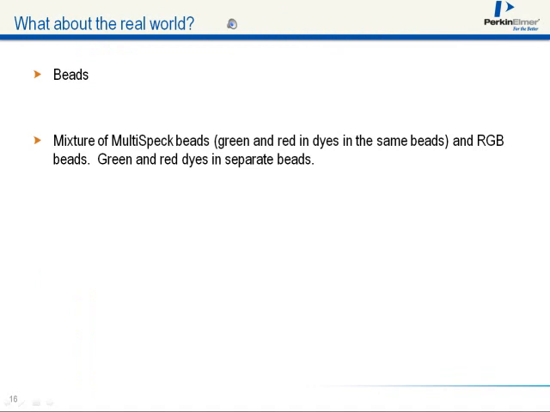So it's all very well getting nice results with synthetic data sets, but we need to know we're going to get good results with real data sets using this new technique. So the first experiments we did were with beads. We tested a mixture of multi-spec beads, in which the green and red dyes occur in the same beads, and RGB beads, in which the green and red dyes occur in separate beads.